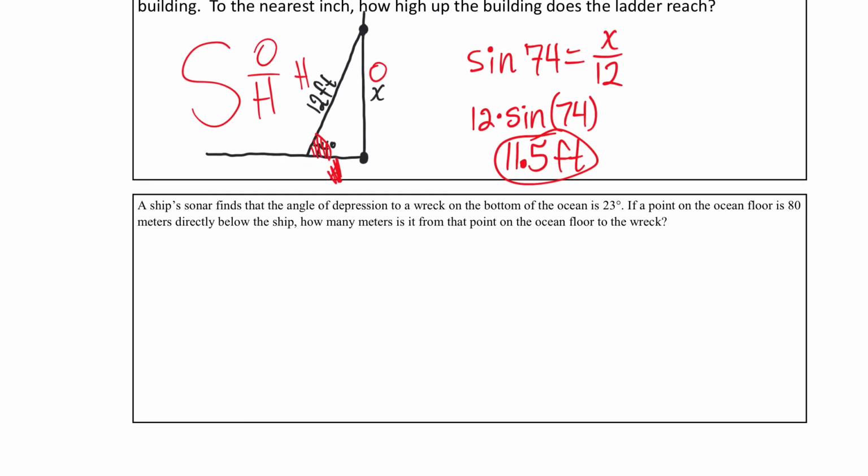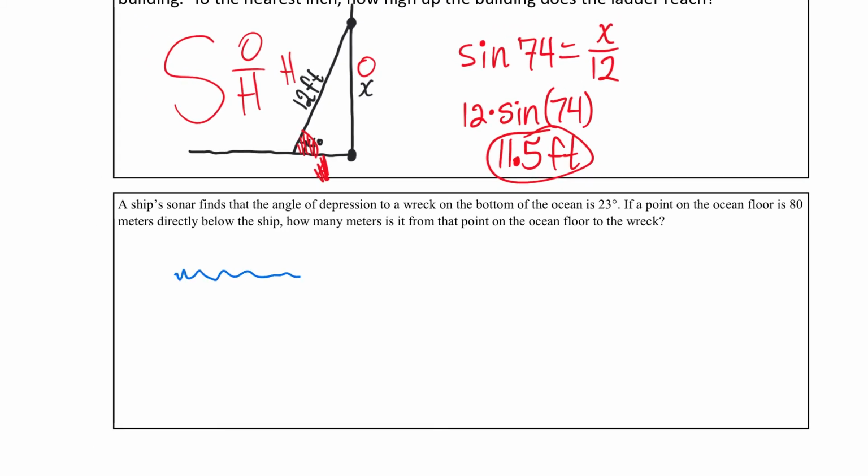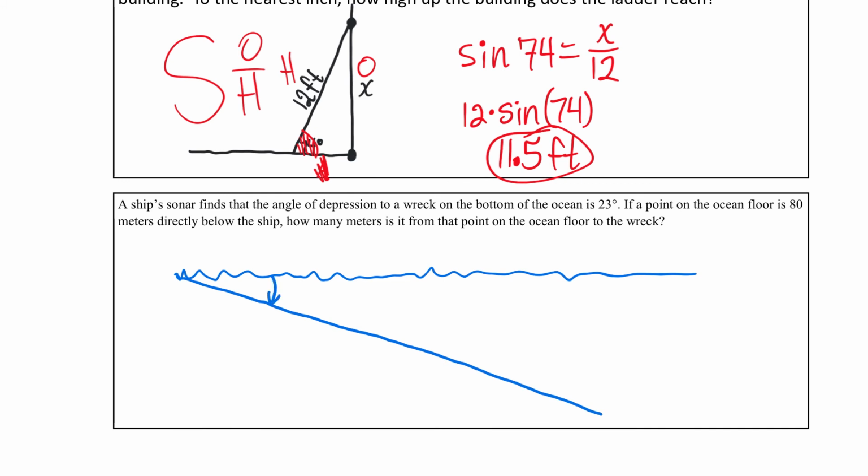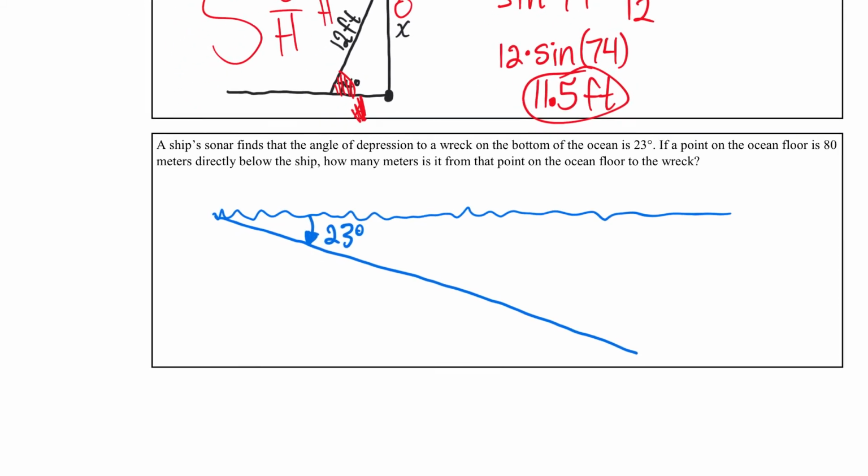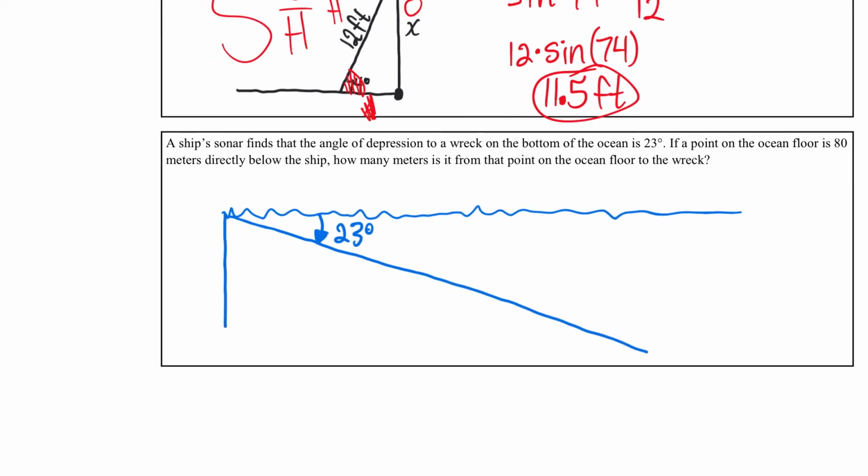Okay, on the last one. All right, so you got this ship up here on the water, and it's shooting its sonar down, and it says that it's at an angle of depression of 23 degrees. And it says that the ship is 80 meters above the ocean floor. And the question here is, how far is that point? It's talking about the point directly below it on the ocean floor. How far is that away from where the wreck is happening? So it's asking for this right here.